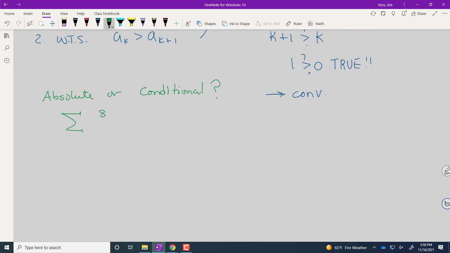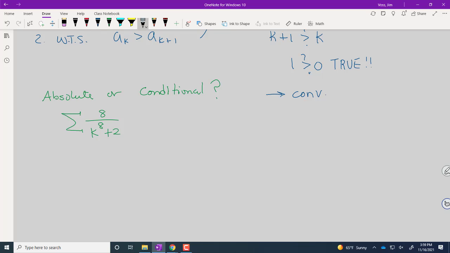So we have 8 over k to the 8 plus 2. So we have to consider that. If that series also converges, then we can say that this convergence is absolute. If this series of absolute values diverges, then we would say that this convergence is conditional. And what do we think about that series? Yeah, we think it's going to converge because of the k to the 8.